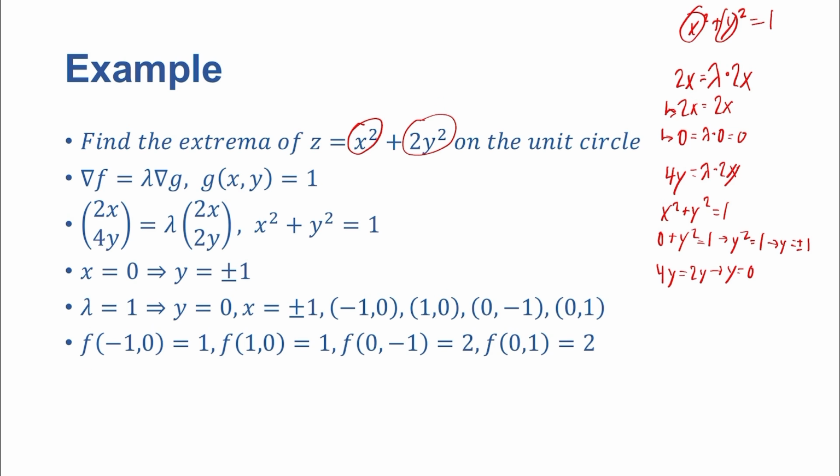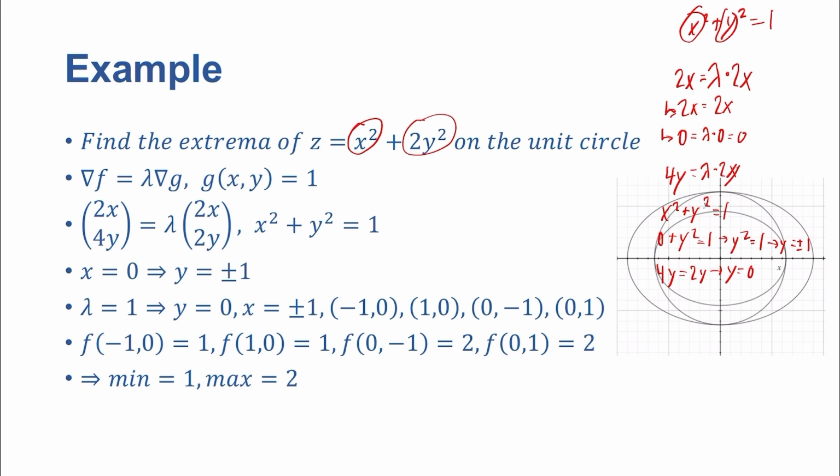So now we find all of our functional values there. f of negative 1, 0 is 1, f of 1, 0 is 1, f of 0, negative 1 is 2, and f of 0, 1 is 2. So our minimum is going to be 1, and our maximum is going to be 2.